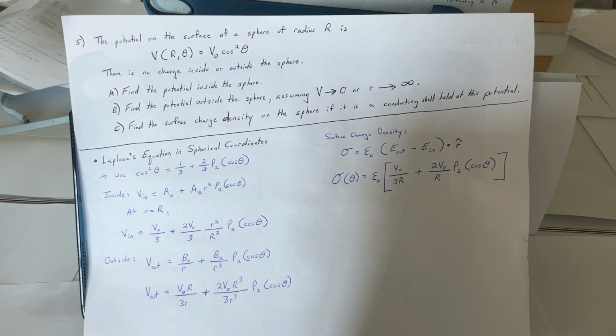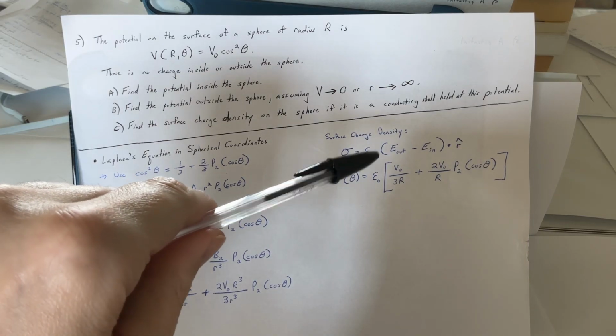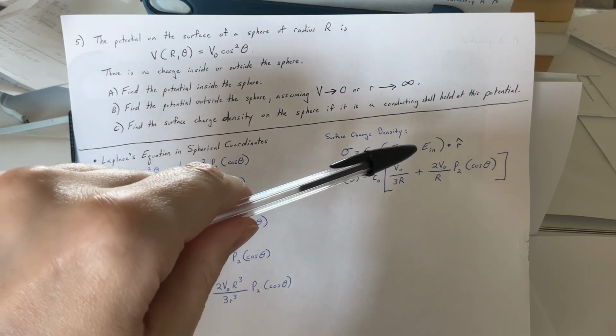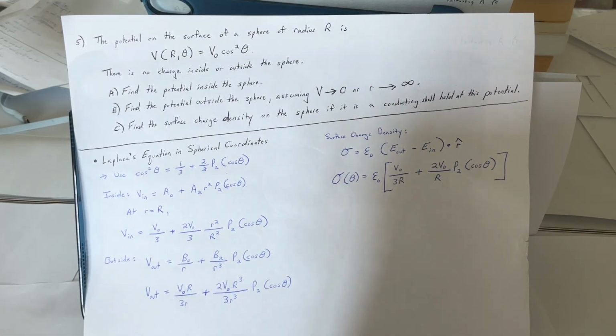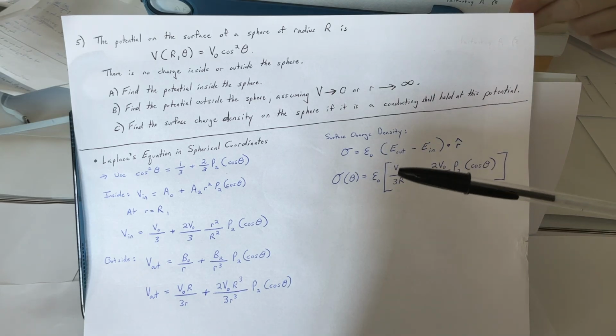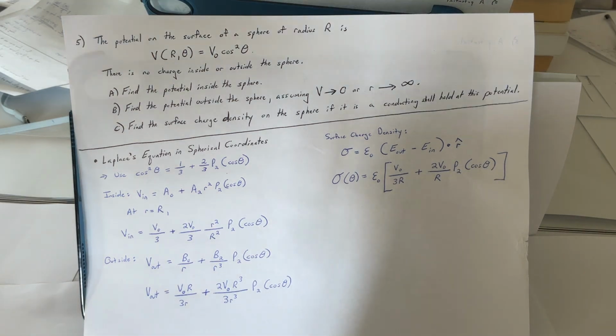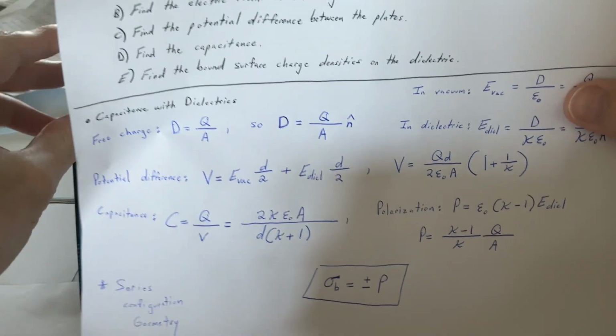And moving along to our surface charge density, sigma equals epsilon naught times this quantity, E sub out minus E sub in, dotted with r hat. So our sigma of theta is epsilon naught, sorry, I said this is epsilon naught, times the quantity V naught over 3 capital R plus 2 V naught over capital R times P sub 2 of cosine theta. Okay, so that's all for that one. Moving along now to number 6.